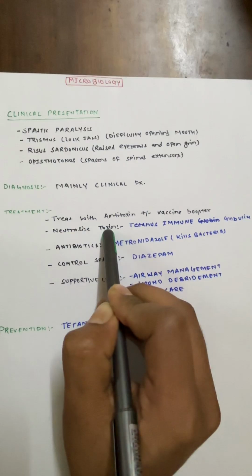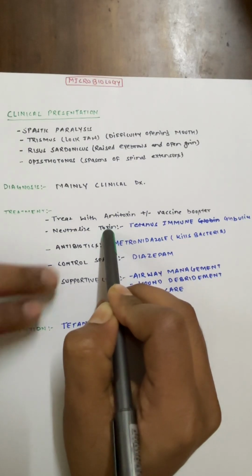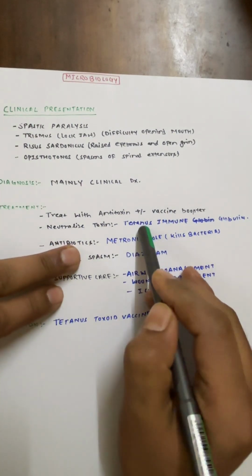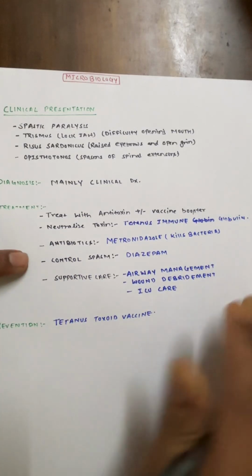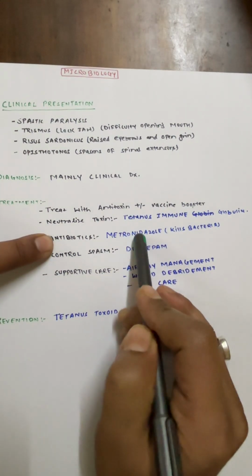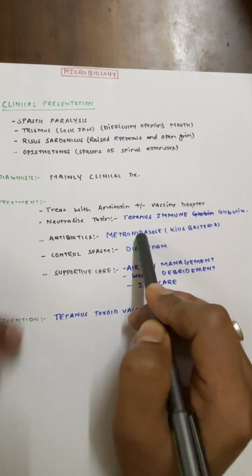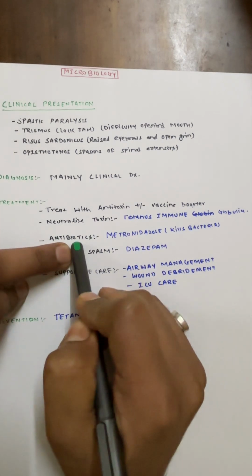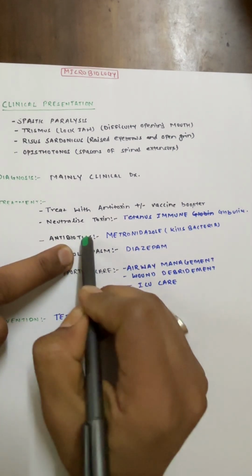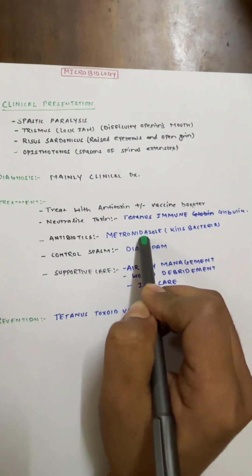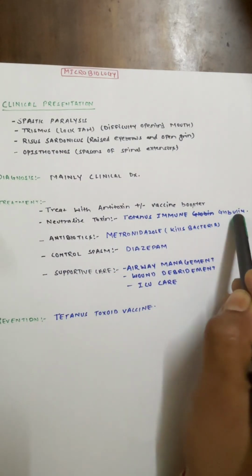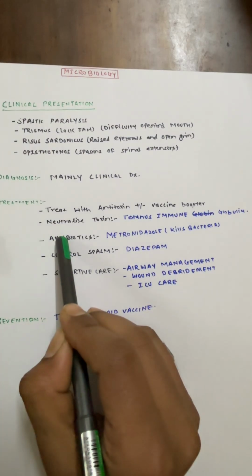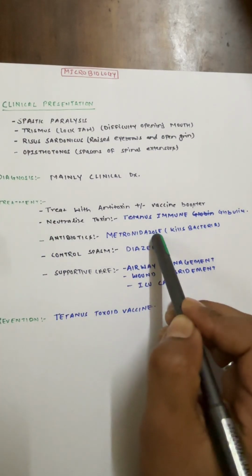The toxin produced is tetanospasmin. So to neutralize the toxin we give tetanus immunoglobulin. Now we all know it's a gram positive anaerobic bacteria, so to kill the bacteria we need to give antibiotics. The antibiotic will be metronidazole. So to neutralize toxin we give tetanus immunoglobulin, and to kill the bacteria we give the antibiotic metronidazole.